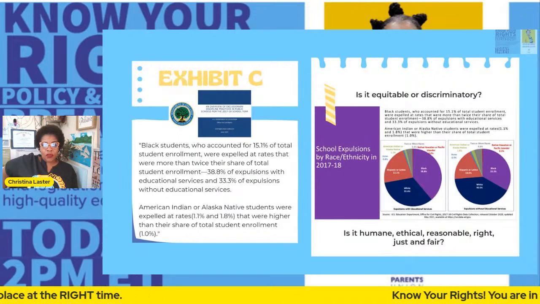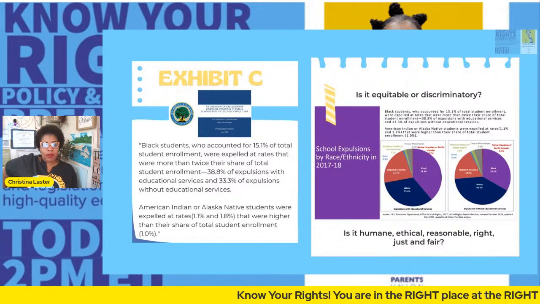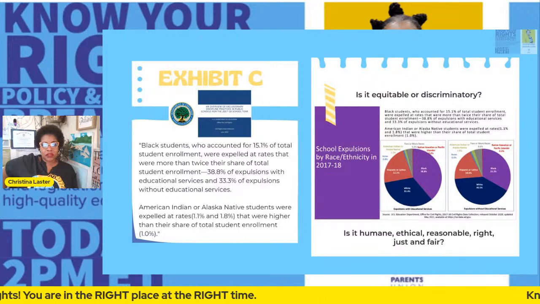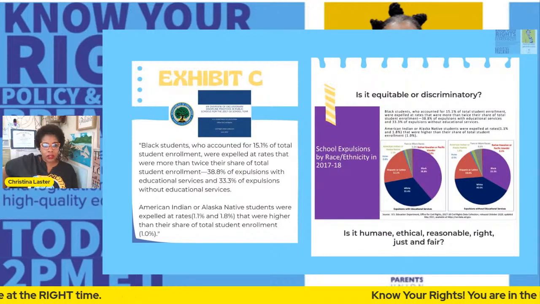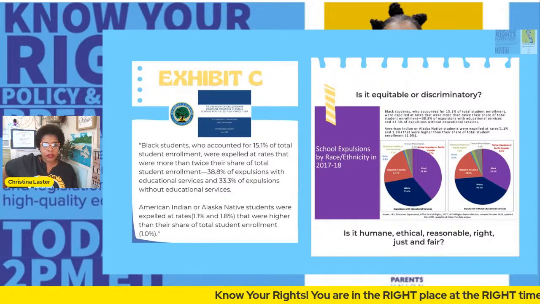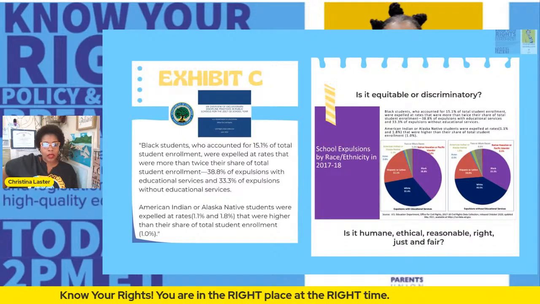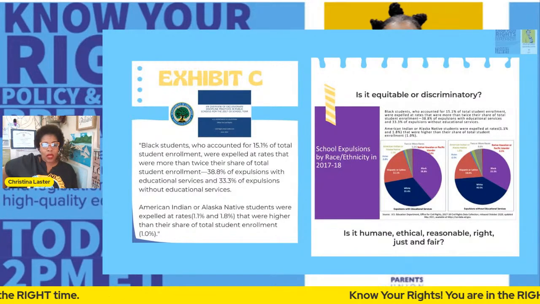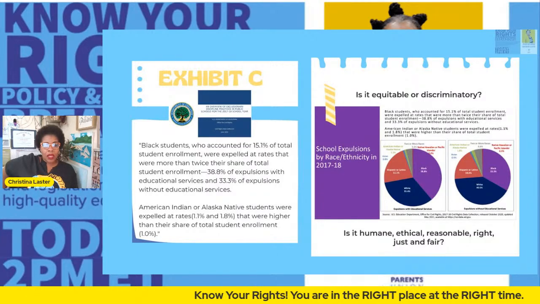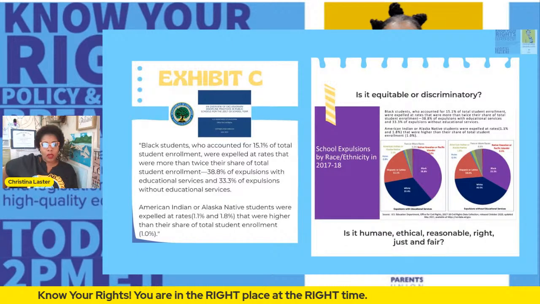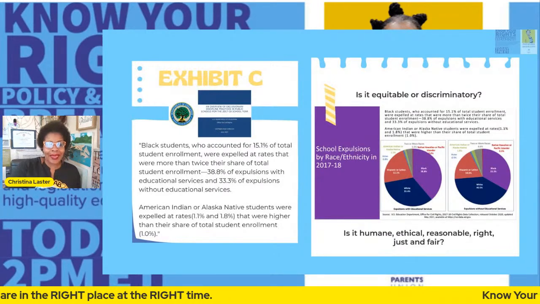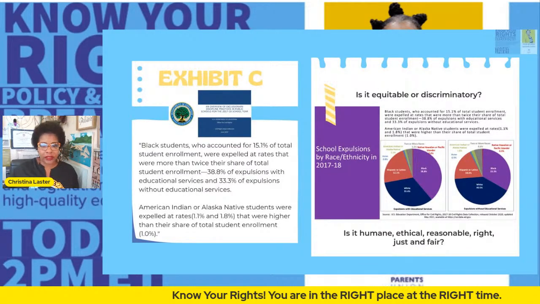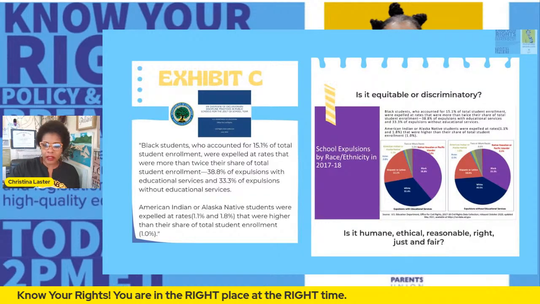Black students who accounted for 15.1% of total student enrollment were expelled at rates that were more than twice their share of total enrollment, 38.8% of expulsions with educational services and 33.3% of expulsions without educational services. Okay. How are they going to access their education? Okay. That's what those educational services are talking about. American Indian or Alaska Native students were expelled at rates 1.1 and 1.8% higher than their share of total student enrollment, 1.0. Like, how are you getting expelled at rates more than double the share of your total population, right? I mean, seriously. So let's go directly to that page.